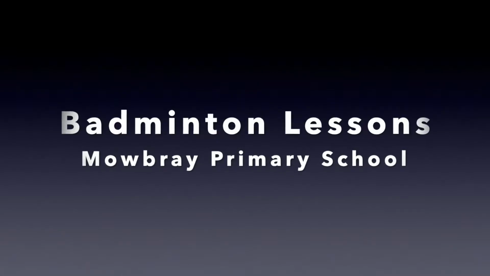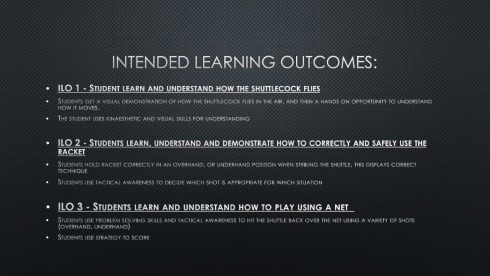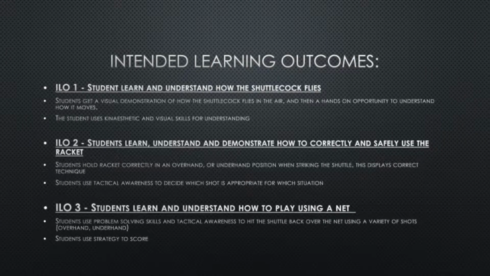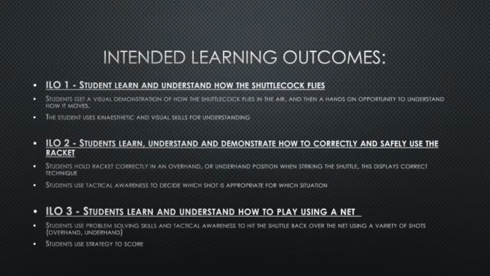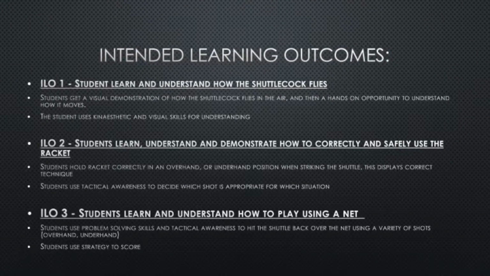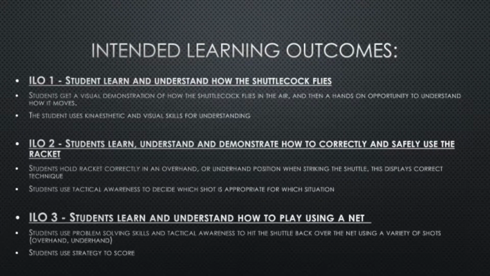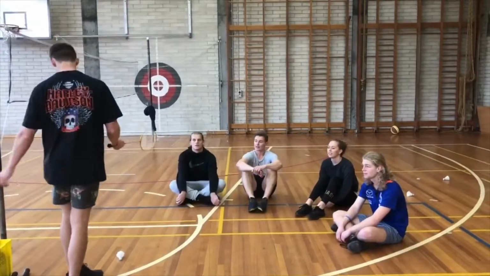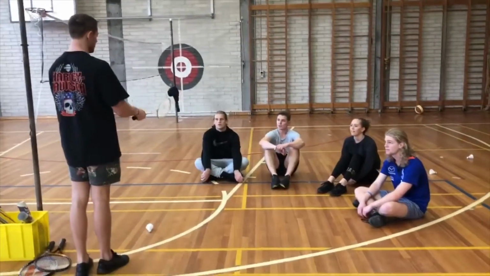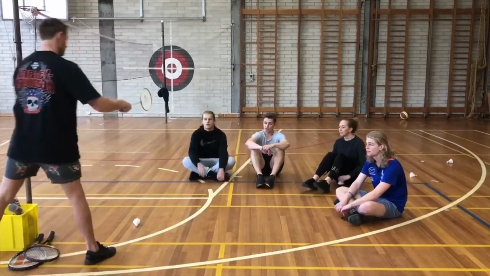During our two work integrated learning sessions with Mobile Primary School, students were taught the basic fundamental skills of badminton. Students should accomplish or be very close to accomplishing all three intended learning outcomes by the conclusion of the lesson. Our intended learning outcomes were chosen with the consideration that students will likely be unfamiliar with the game of badminton. Because of this, our learning outcomes are basic and easy to follow to ensure students can effectively learn, understand, and demonstrate the basic skills of the game.